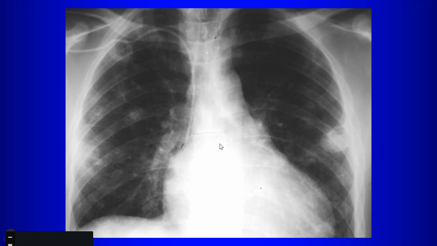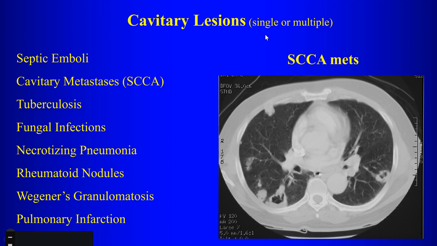As a source. Patient has a central line and the nodules are located where? Periphery. So these are peripheral nodules with cavitation in a patient with a central line. So given those findings, the first thing on your list is going to be septic emboli. Okay, so this is a patient with septic emboli.